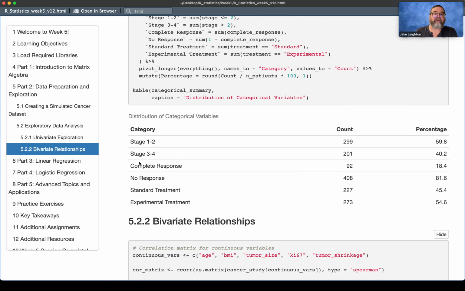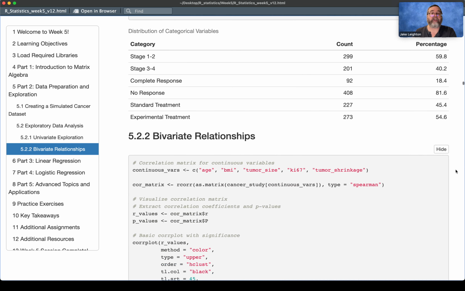Let's look at the distribution of some of our categorical variables. We see that stage 1 to 2 and 3 to 4 are pretty much split. We'll see our complete response versus no response is not equal, so we're going to have a problem in modeling that. Our treatments are pretty equal, so those are pretty good to compare.